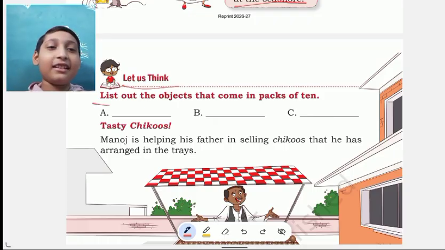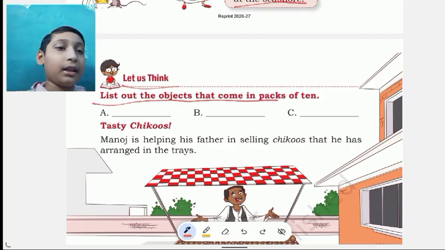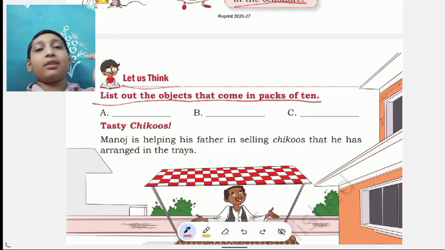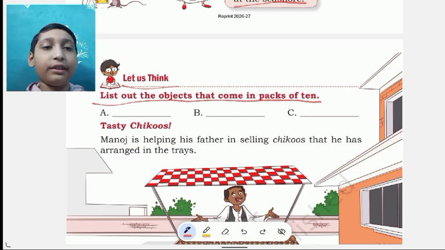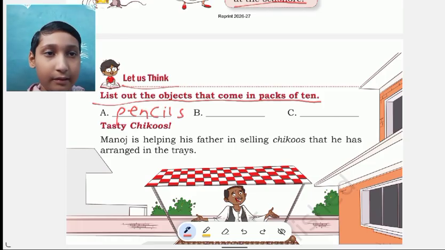List out the objects that come in packs of 10. So we have to think of which things come in 10. So, firstly, there are pencils.